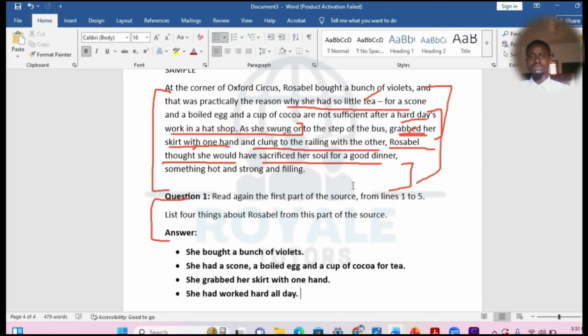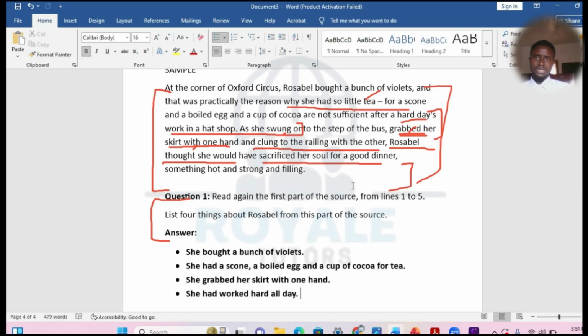And then we moved on to what you need to know to succeed. And I mentioned a few things. I said you must stick to the lines stated. If they tell you to just look at lines 1 to 5 or 6, do not go beyond lines 1 to 5 or 6. All right. And another thing again that we mentioned is that you should write four separate points. Each must be correct, no explanation needed. Each point must carry one idea. She bought a bunch of violets. Don't say she bought a bunch of violets and she had a scone, a boiled egg, and tea, whatever it is. No, don't say that. Each point needs just one idea, right?